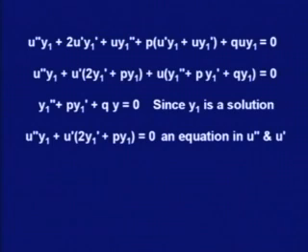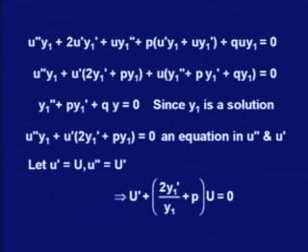Now, this is an equation in u dash and u double dash. Let us take u dash as capital U, then u double dash would be capital U dash. Now, rewrite this equation in terms of capital U and capital U dash. Writing in standard form, we get U dash plus 2 y 1 dash upon y 1 plus p times U is equal to 0. Now, you see, this is a first order equation in capital U. That is why we are calling this the reduction of order technique. Now, we have got a differential equation of first order, for which we know the methods to solve it.